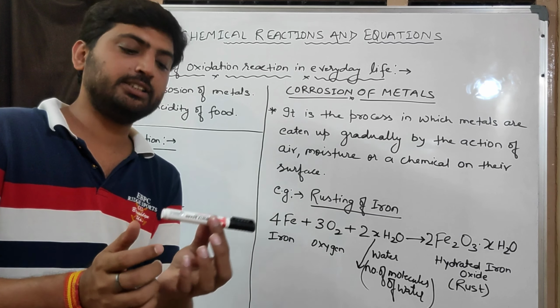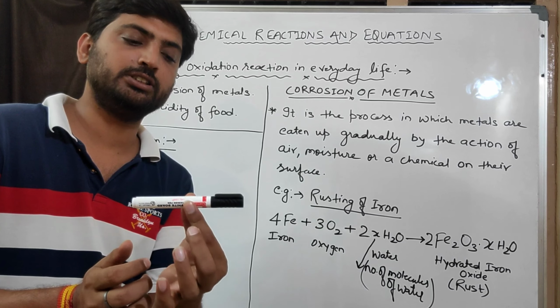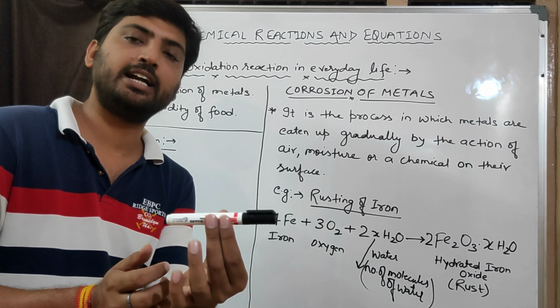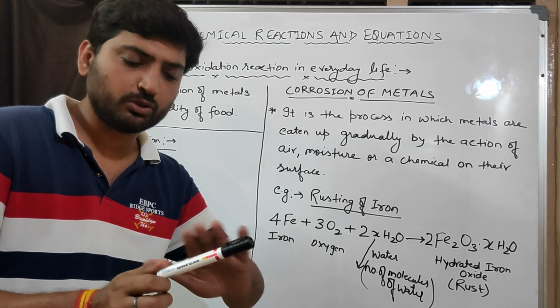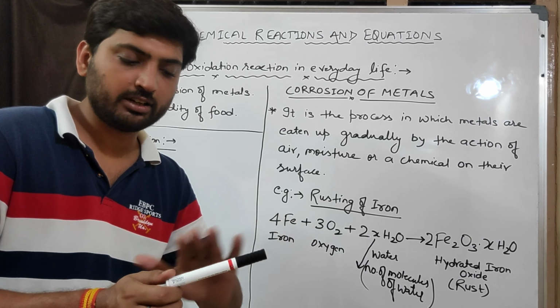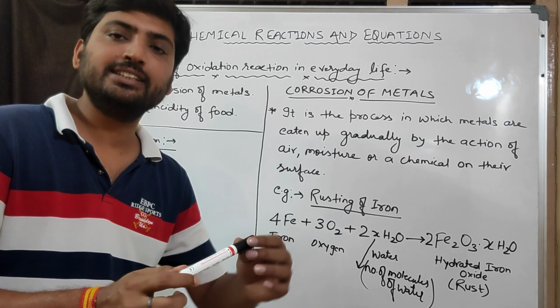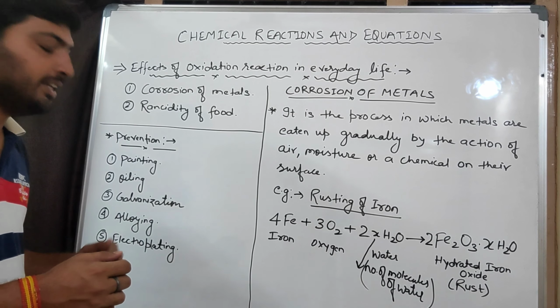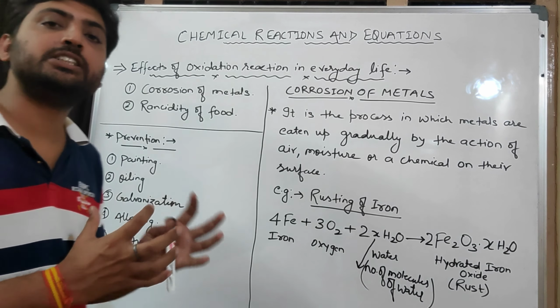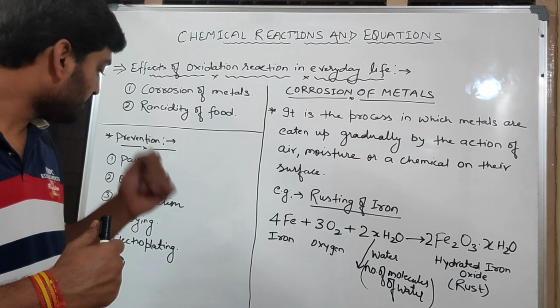If this is an iron article, and we put a coating of zinc over this, a layer of zinc, then this method is called galvanization. Next one is alloying. Alloying means mixing other metals with iron so as to reduce the effect of rusting.